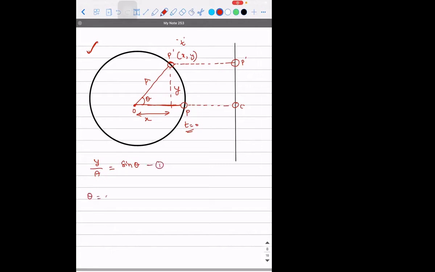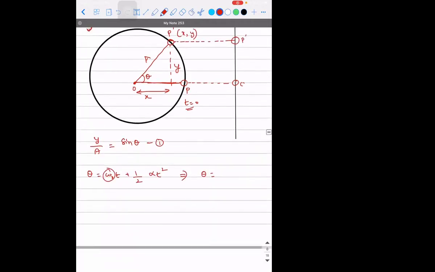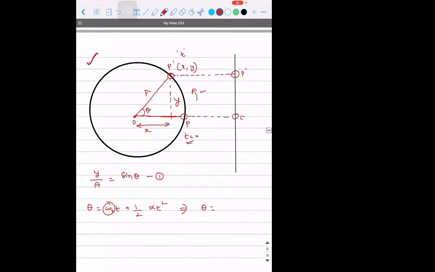We know that theta is equal to omega naught t plus half alpha t square. I've told you in the rotational motion also. So this equation is applicable for circular motion as well. So theta will be equal to, in the place of omega naught, I will write omega into t plus, when the object is in uniform circular motion, alpha will be 0. So theta can be replaced with omega t. Let this be equation number 2.